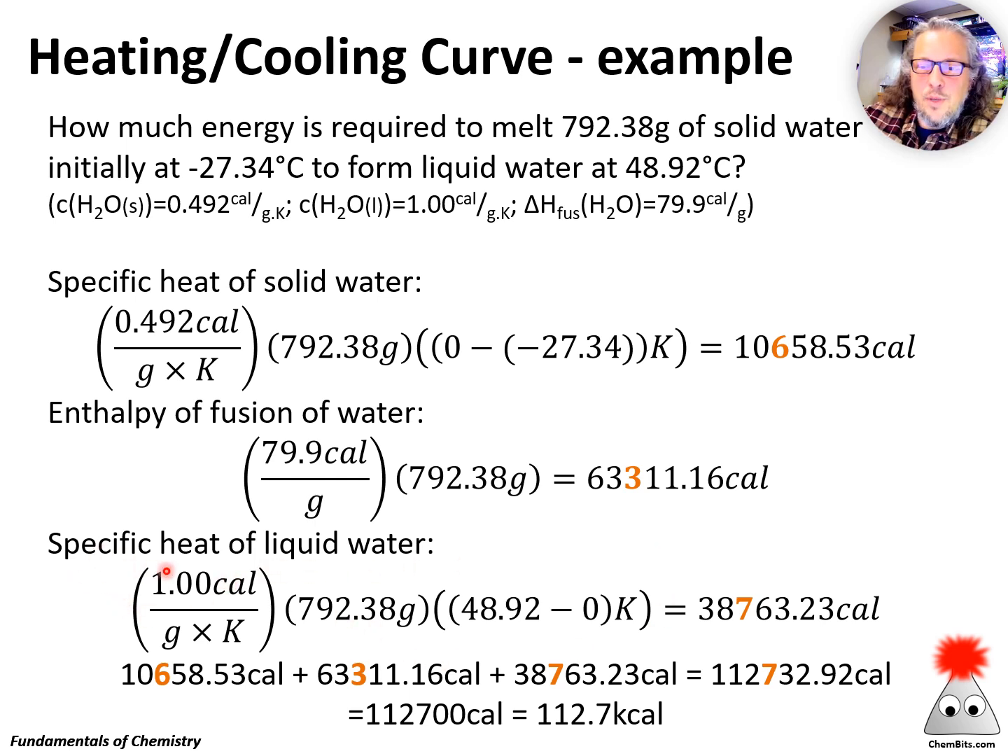Finally, the third step is just specific heat of liquid water from 0 up to 48.92 degrees C. That's 1 calorie per gram Kelvin. There's my amount. There's my change in temperature. 38,763.23 calories, and we'll note that sig fig digit. Now, these three processes are all happening. I just have to add them together, right? So 3 little steps that I add together to get my whole problem.